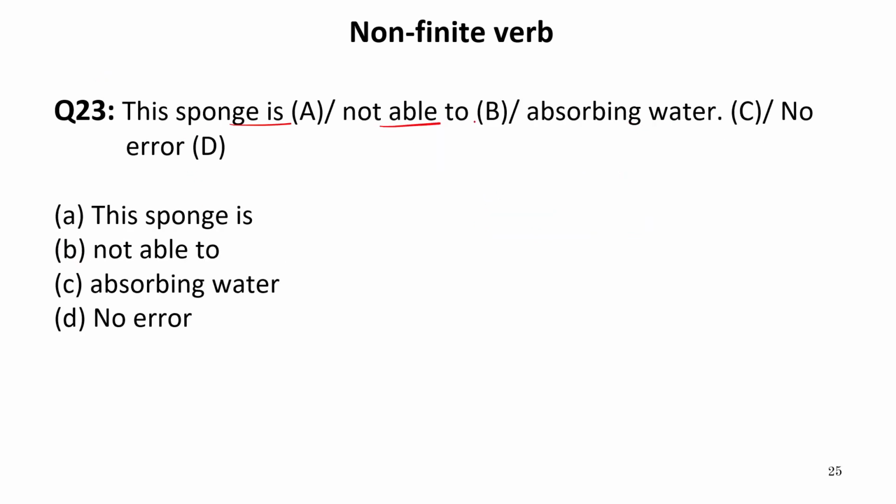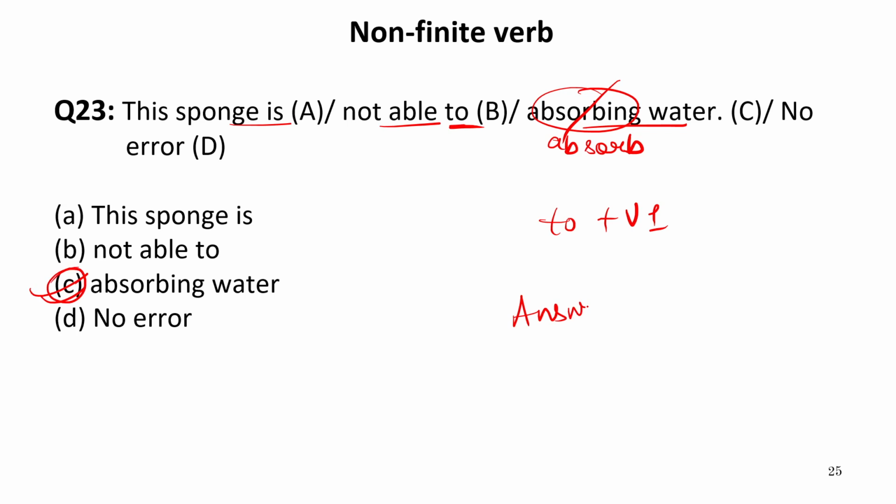This sponge is not able to absorbing water. After the preposition to, we always use the first form of verb. So this absorbing should be replaced with absorb. Therefore, the error is in part C. This is again very simple. So our answer is C.